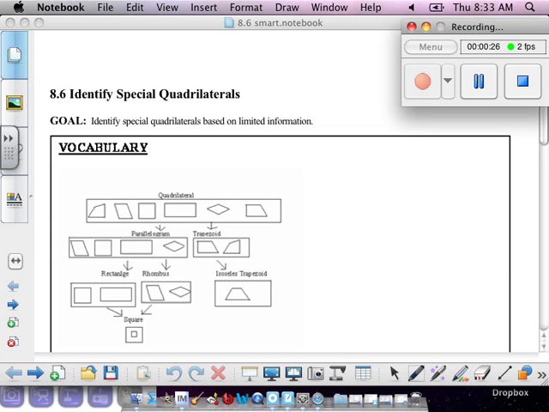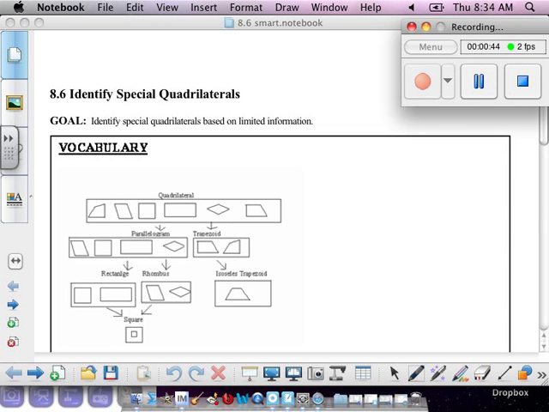I've got quadrilaterals, parallelograms, trapezoids. Parallelograms have two children, rectangle and rhombus. And rectangle and rhombus have a child, square. And the trapezoid has one child, isosceles trapezoid. What shape am I forgetting from yesterday?